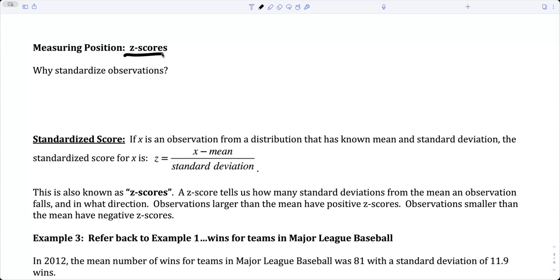Well, in a sense, we're comparing two different things, right? They are related, but we are comparing two different things. But we can do what's called standardizing in order to make those comparisons, okay? So why do we standardize? In order to make comparisons.